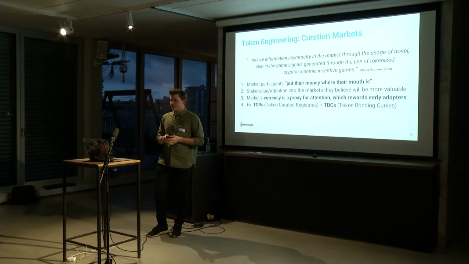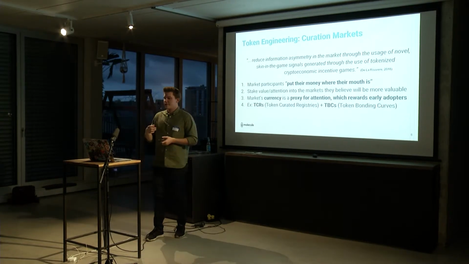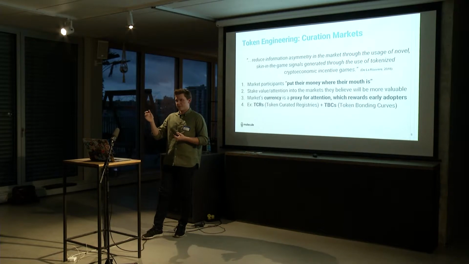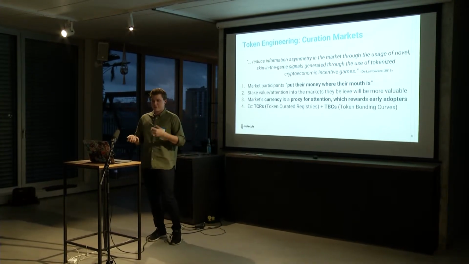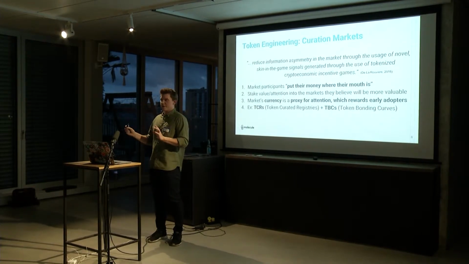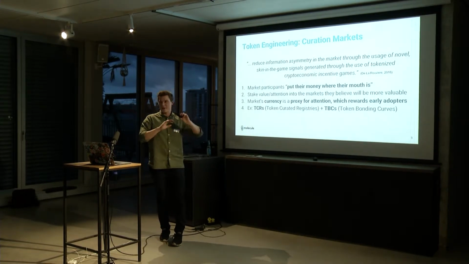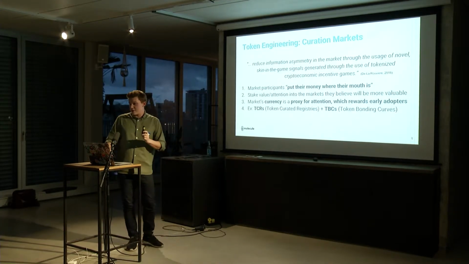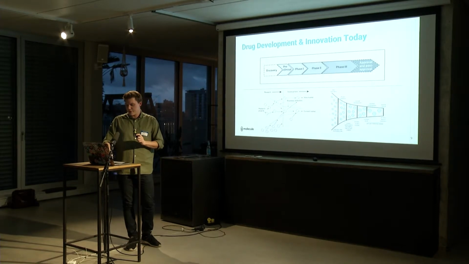So with curation markets, what people do is they stake value, normally in the form of attention, or attention in the form of value, into markets they believe will be more valuable. And the market's currency is a proxy for attention, which rewards early adopters. Two good examples of this that are commonly known are token curated registries, and the other one, token bonding curves. Don't confuse the two. Often many people think of curation markets as TCRs, but they're not. TCRs are lists, and bonding curves are essentially market makers. We're going to look at the second one more closely because it brings us to what we want to do.